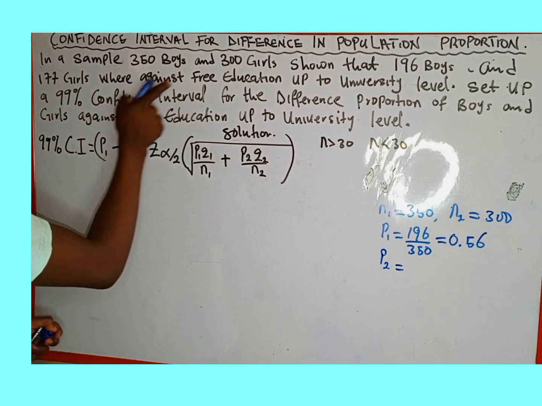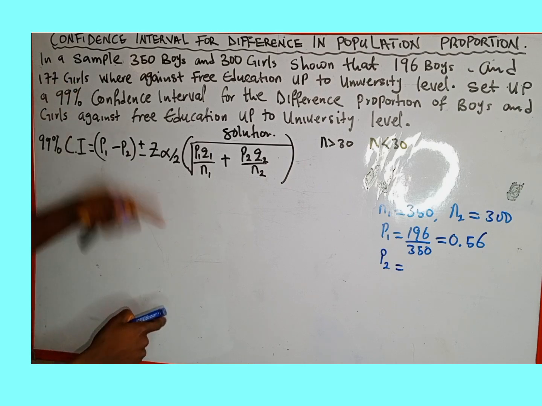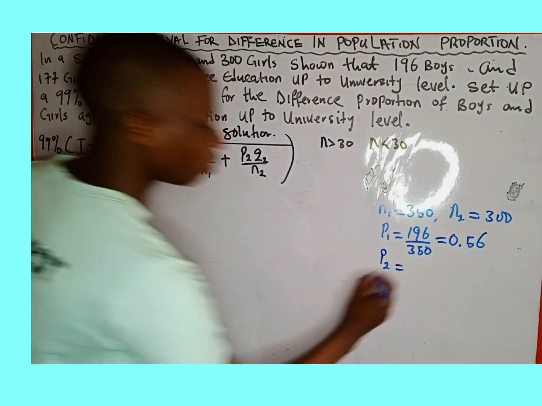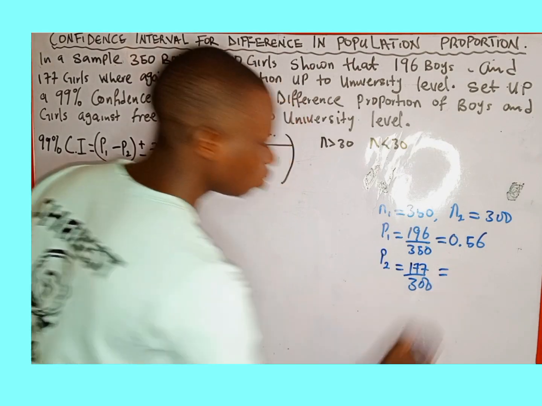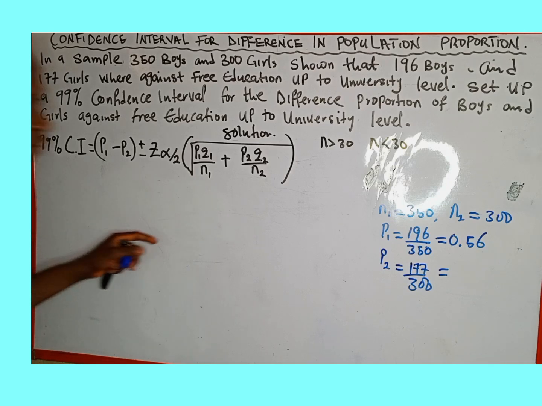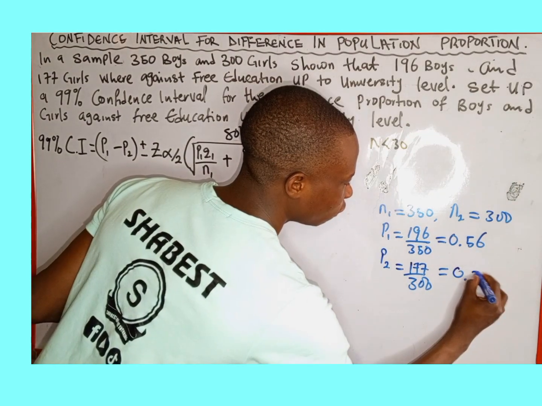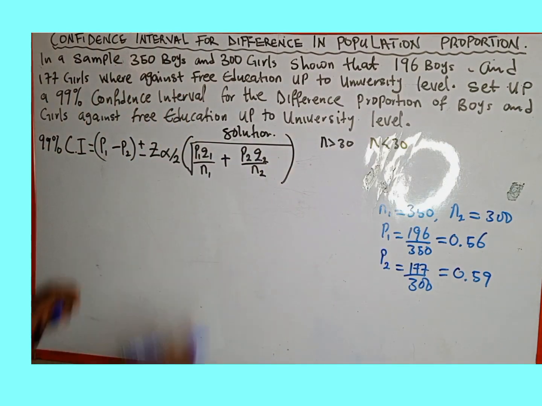177 girls is against free education. So we're going to have 177 divided by the sample of the girls, which is 300. So 177 divided by 300 gives us 0.59. So we have gotten P1, P2, N1, N2.